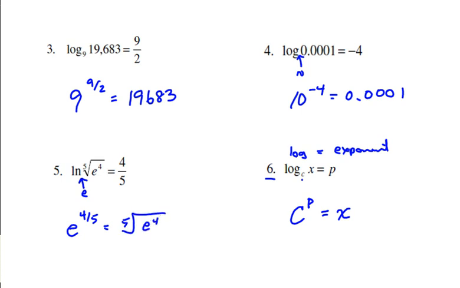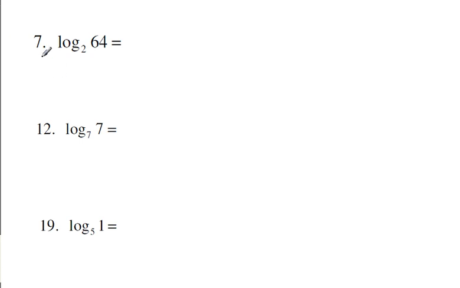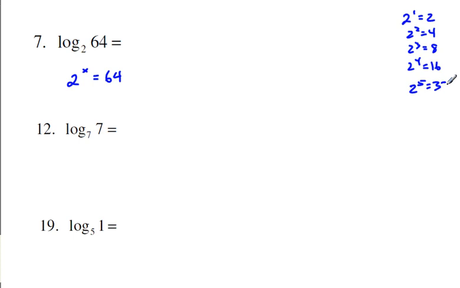All right, let's move on to evaluating logarithms. Remember, in ones like number 7, we're simply saying 2 to what power is 64. And recall our powers of 2. 2 to the first is 2, 2 squared is 4, 2 cubed is 8, 2 to the 4th is 16, 2 to the 5th is 32. There we go. 2 to the 6th equals 64.